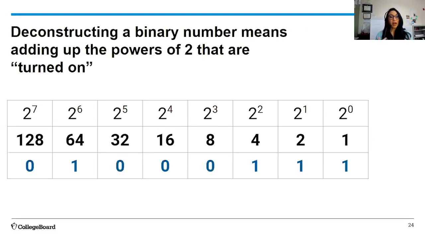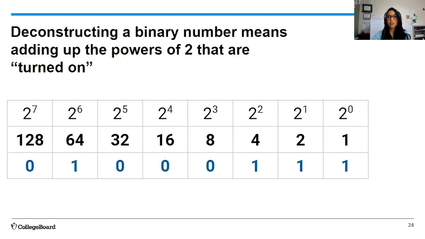Go the other way around and convert a binary number to a decimal number. We just see which place values are turned on with a 1 and we add them up. So go ahead and pause and see if you can figure out what this binary number is in decimal, and unpause when you think you've got it.